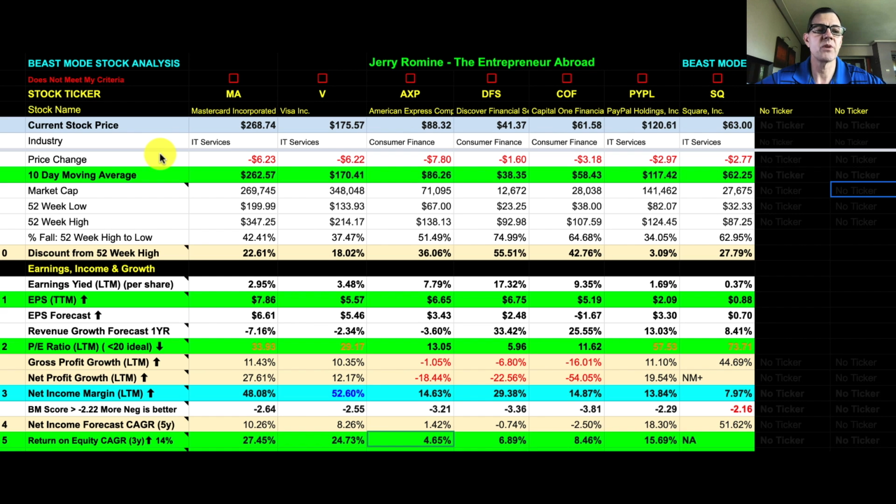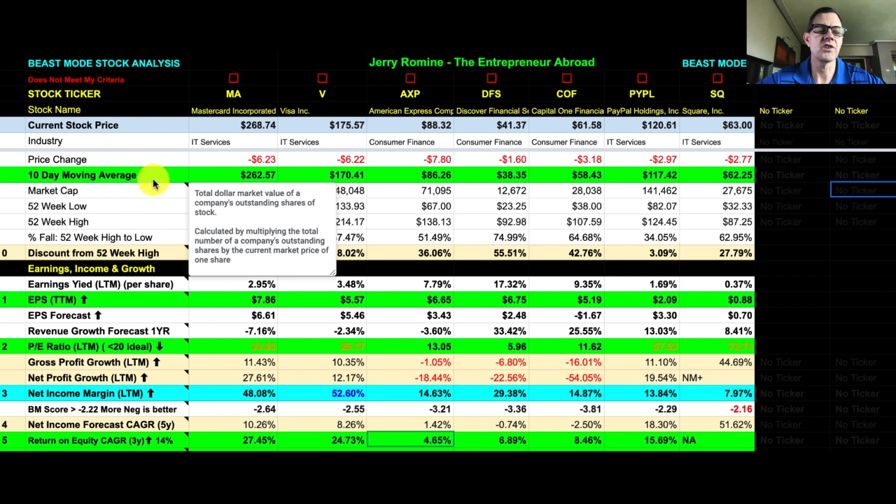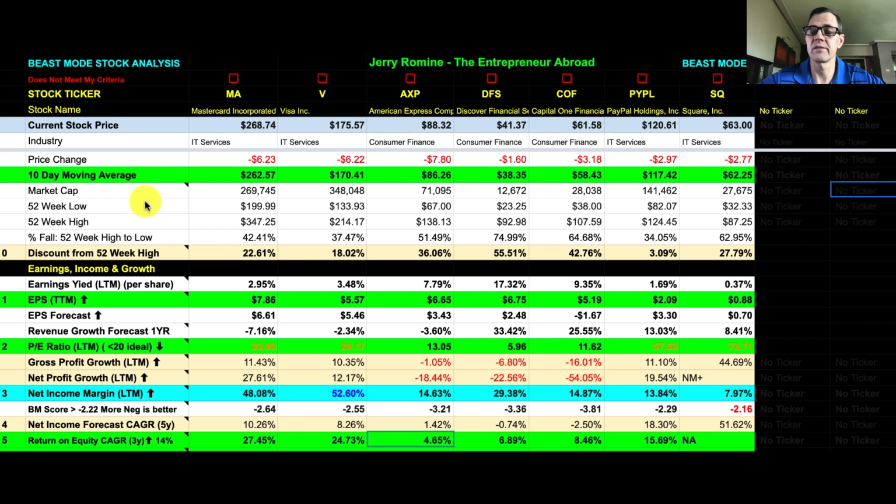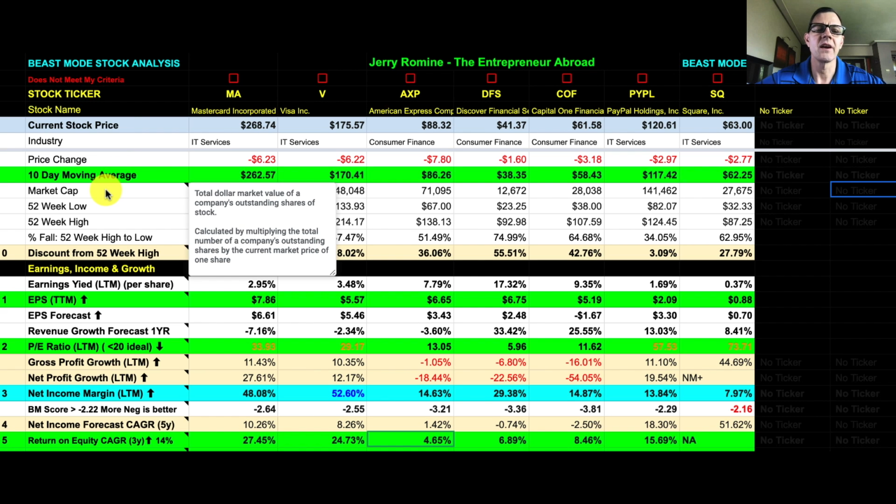The first part of my spreadsheet is really pretty generic information, and you can get that from Yahoo Finance or a variety of other places. And we've got the current stock price, the industry, price change from the last close, 10-day moving average, the market cap, and this is the total dollar market value of a company's outstanding shares of stock. It's calculated by multiplying the total number of a company's outstanding shares by the current market price of one share.